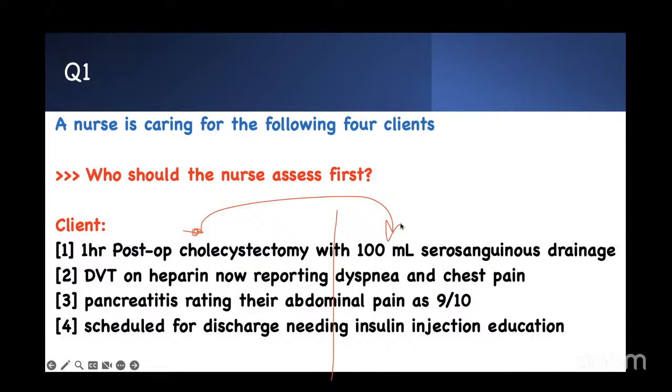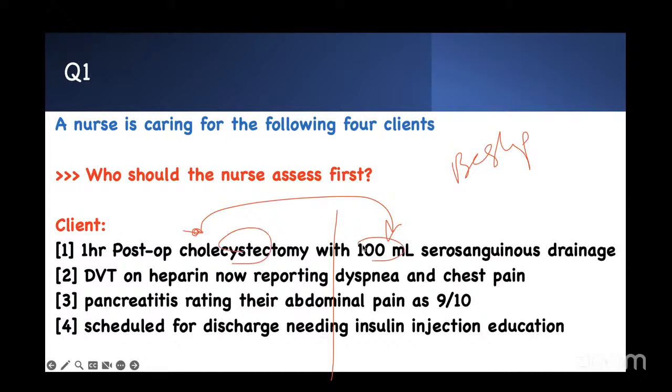What is the right answer? Post-op cholecystectomy and 100 ml serous sanguinous. Should that concern you? Should you worry about it? DVT on heparin reporting dyspnea and chest pain. What do you think? And then pancreatitis, the pain is 9 out of 10. And the patient is scheduled for discharge, you need an insulin injection teaching. Right. I said you got to be sharp. So who do you think you want to deal with first?